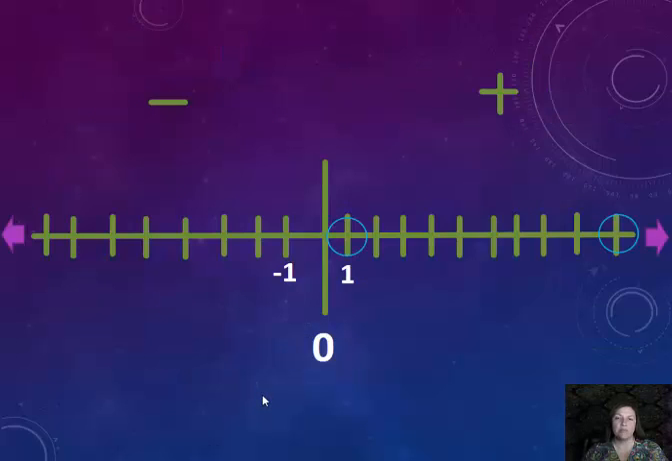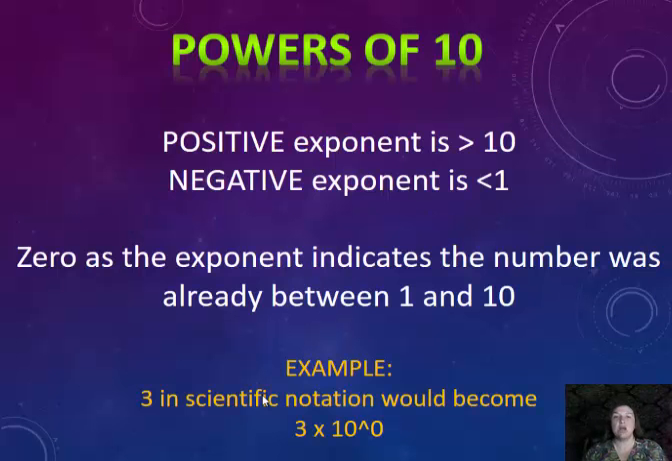Okay, the other thing that we need to note about the exponents is that if 0 is the exponent in the scientific notation, that indicates that the number was already between 1 and 10 when you converted it to scientific notation. For example, 3 represented in scientific notation would become the number 3, and then it's just multiplied by 10 to the 0 power, or 10 to an index of 0, or an exponent of 0. All right?